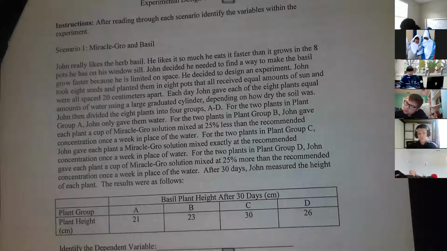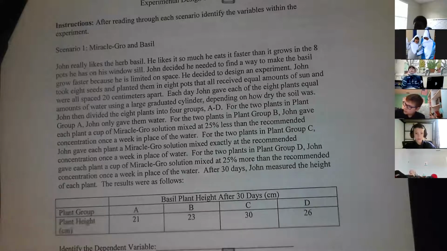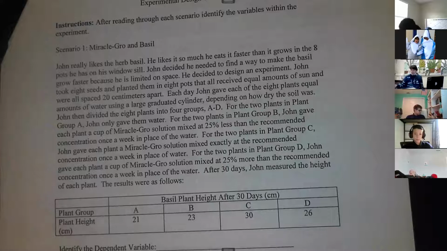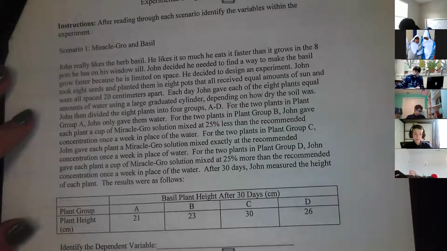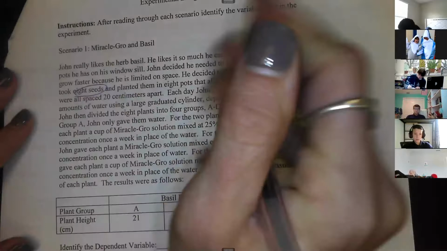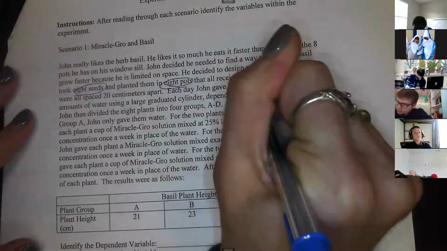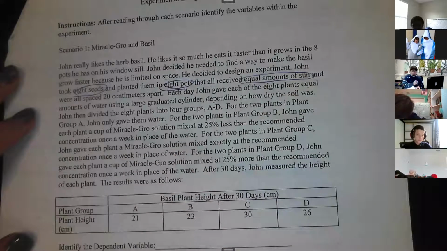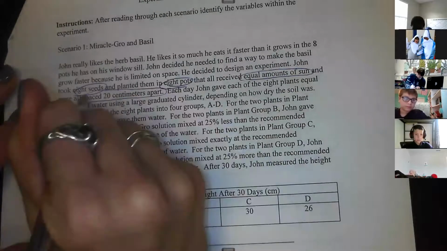So scenario 1, Miracle-Gro and Basil. We've kind of done experiments like this or talked about experiments like this before. John really likes the herb basil. He likes it so much he eats it faster than it grows in the 8 pots he has on his windowsill. John decides he needed to find a way to make the basil grow faster because he's limited on space. He decided to design an experiment. John took 8 seeds and planted them in 8 pots that all received equal amounts of sun. They were spaced 20 centimeters apart.